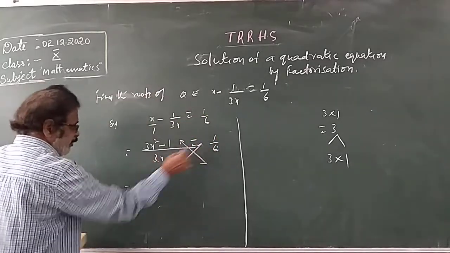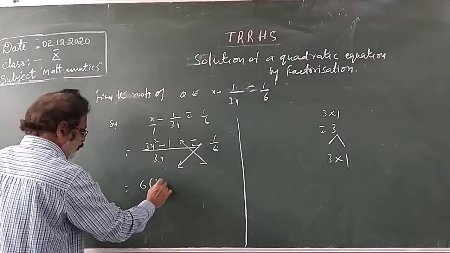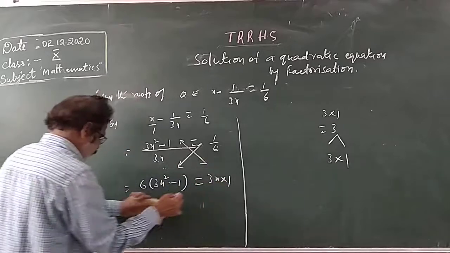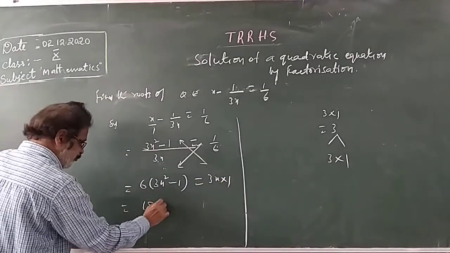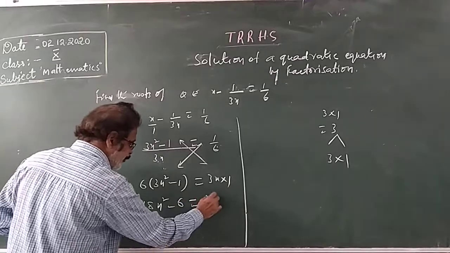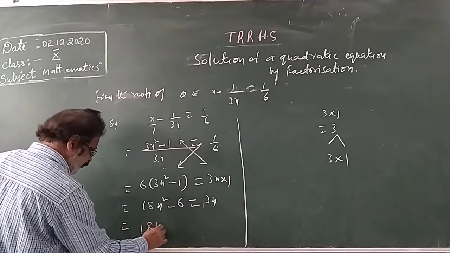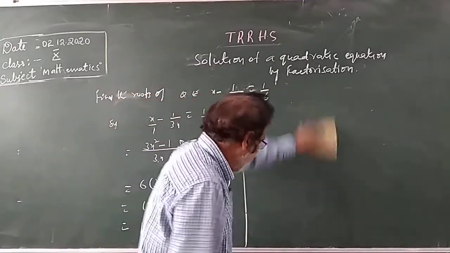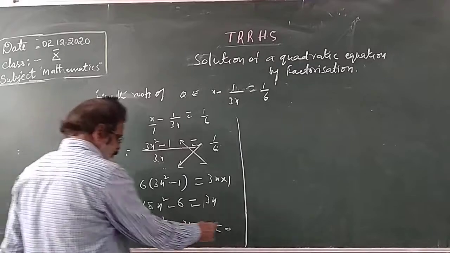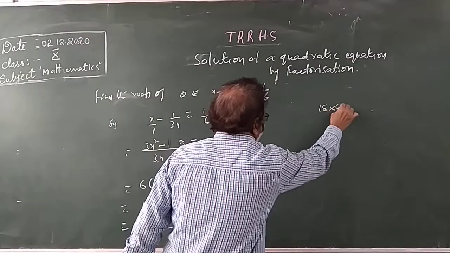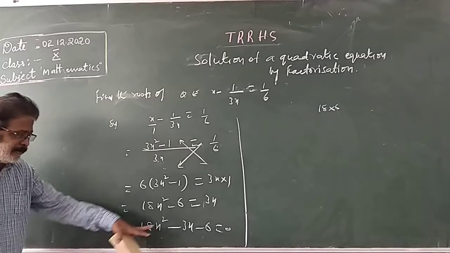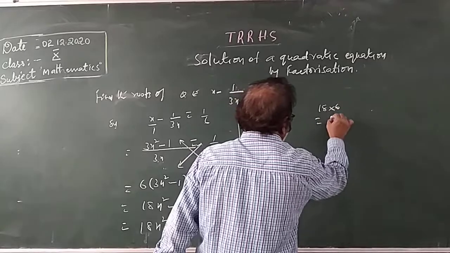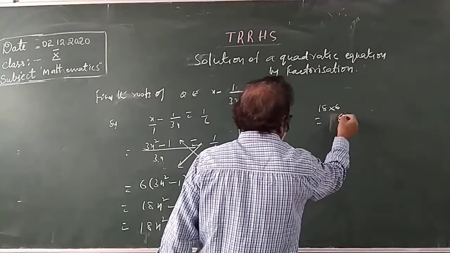With 1 by 6, cross multiplication: 6 into (3x square minus 1) is equal to 3x into 1. 6 into 3 is 18x square minus 6 is equal to 3x. So 18x square minus 3x minus 6 is equal to 0. Now multiply the second degree coefficient and the constant: 18 into 6. The second degree coefficient is 18, the constant is 6. 18 times 6 is 108.